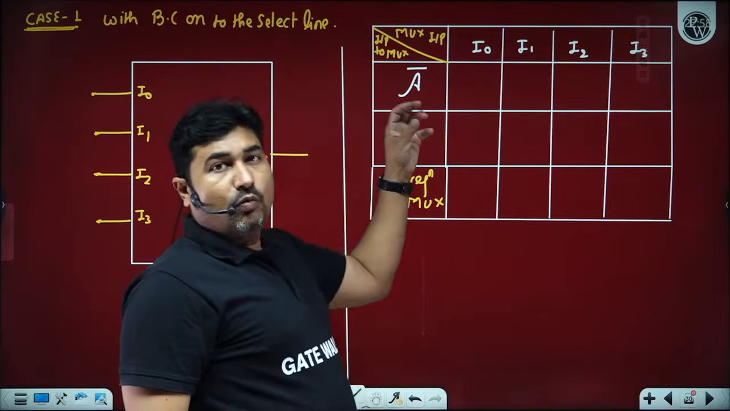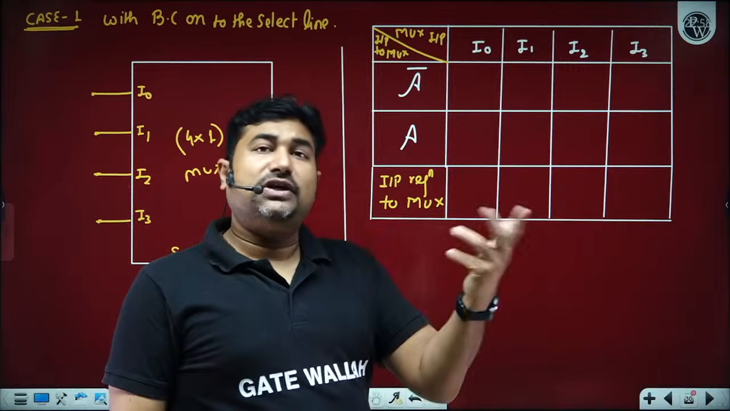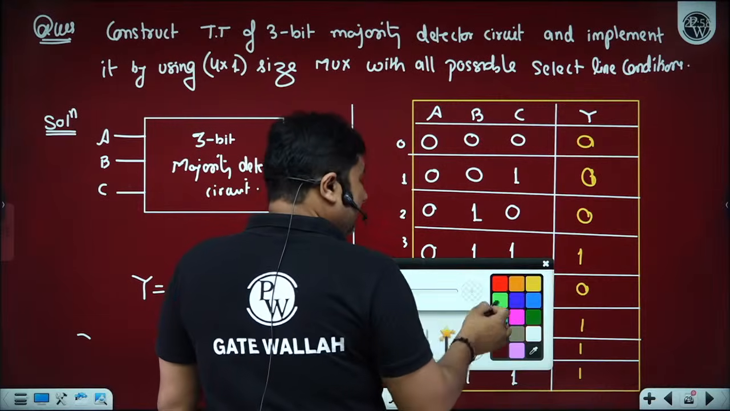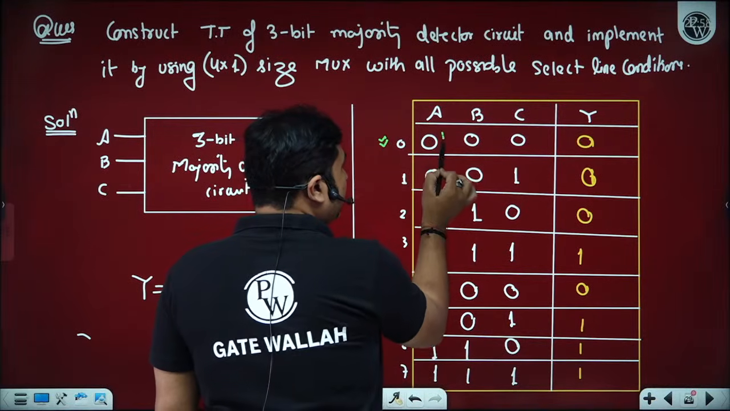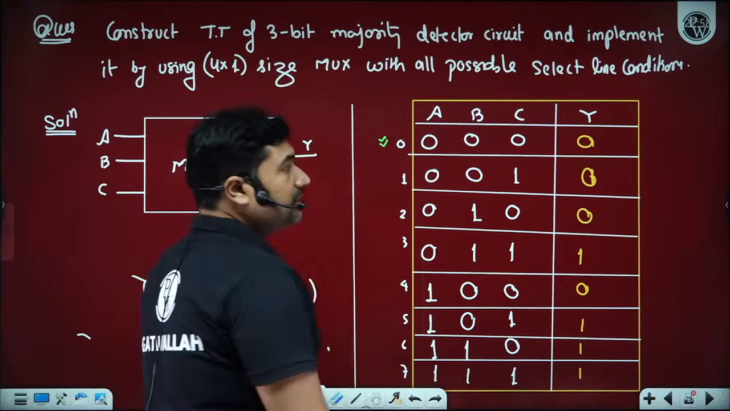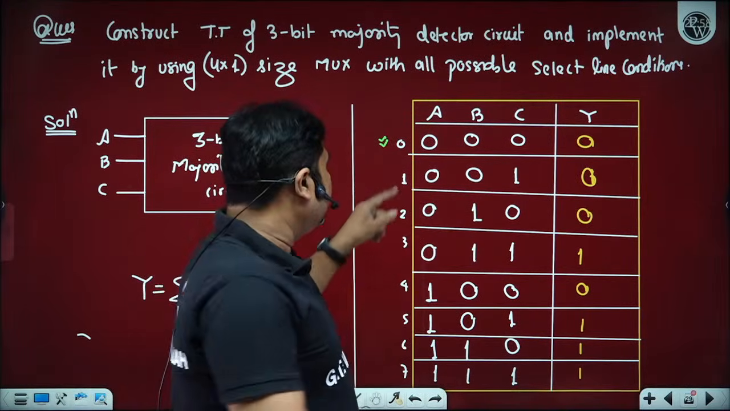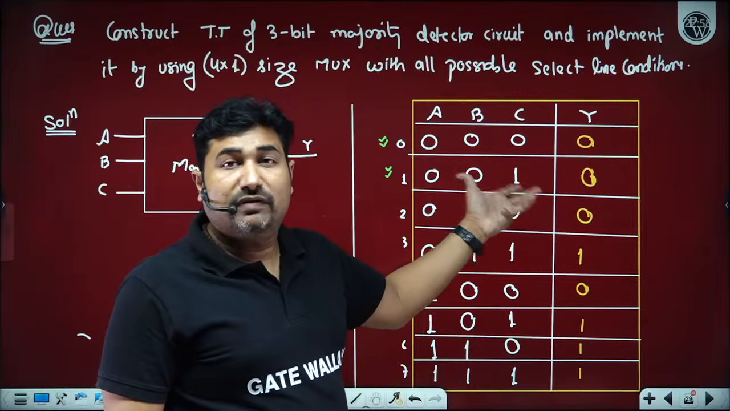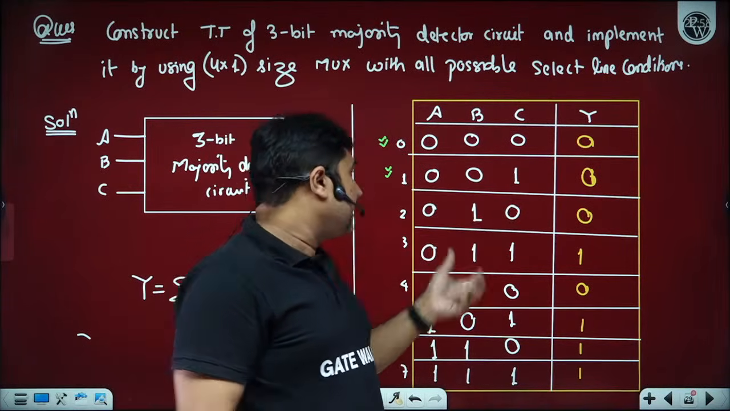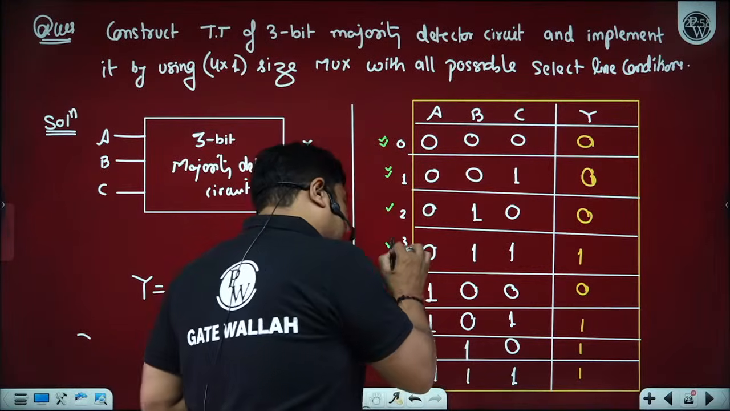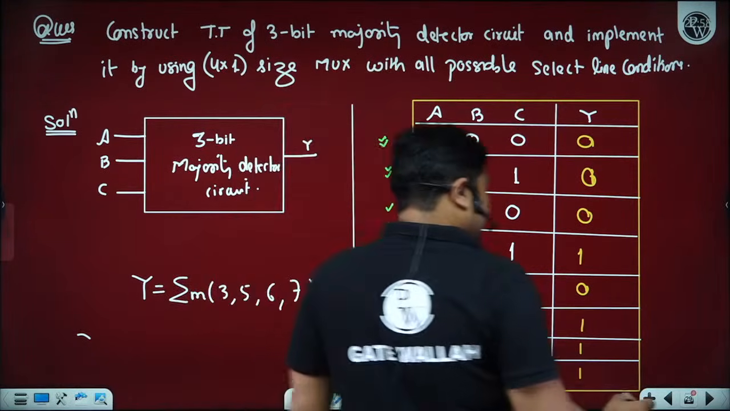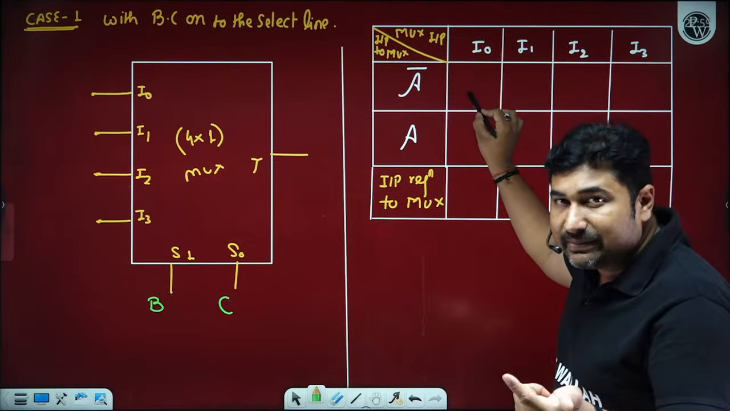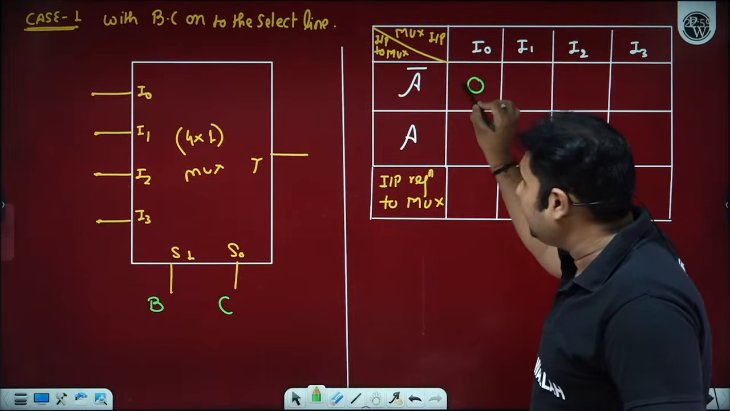Now please observe, what are the minterms of the function in which we are getting A bar? The binary of 0 will have A bar: A bar, B bar, C bar. The binary of 1 will have A bar, B bar, C. So the minterm of 1 has A bar, minterm of 2 has A bar, minterm of 3 has A bar. So now I started with A bar: minterm of 0 contains A bar, so 0 is represented in front of A bar.